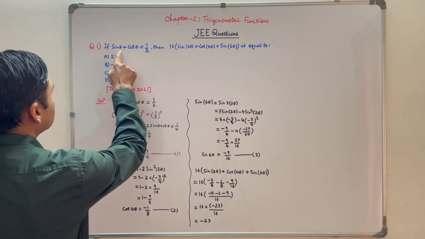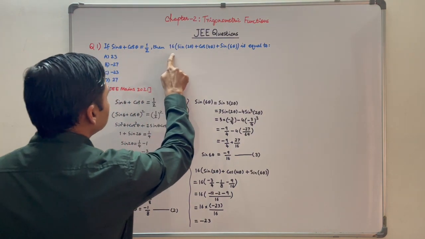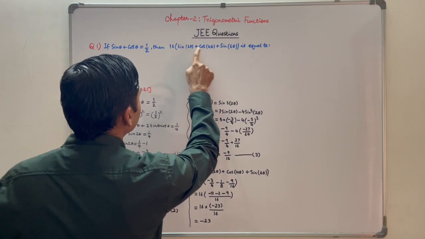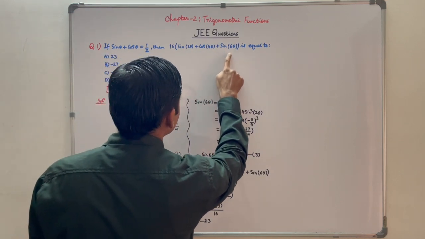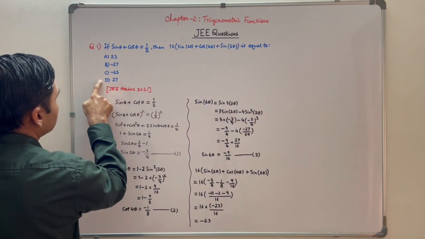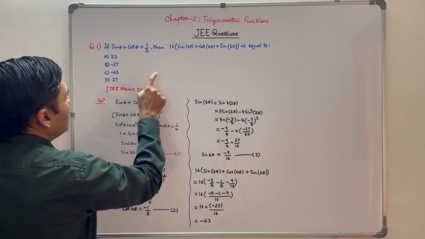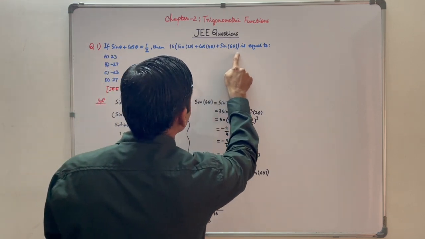First question, if sin θ + cos θ = 1/2, then 16 times (sin 2θ + cos 4θ + sin 6θ) is equal to. These are the options given. This question appeared in JEE Mains 2021. We have to get the value of this expression.